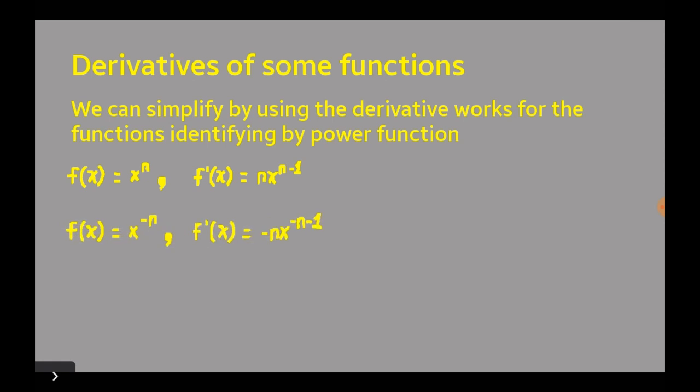Second, for negative integer powers of the power function, f of x equals x to the power of minus n. f prime of x must be minus n x to the power of minus n minus 1.